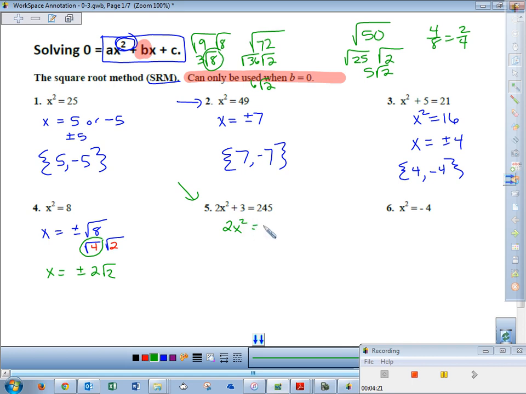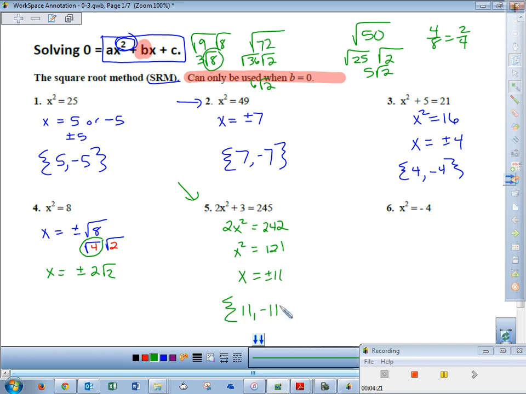2x squared equals 242, right? X squared is still not all by himself. What do you need to do next to get x squared by himself? Divide by 2. X squared equals 121. Do you like the number 121? That's a perfect square, right? X equals 11, right? I love it.